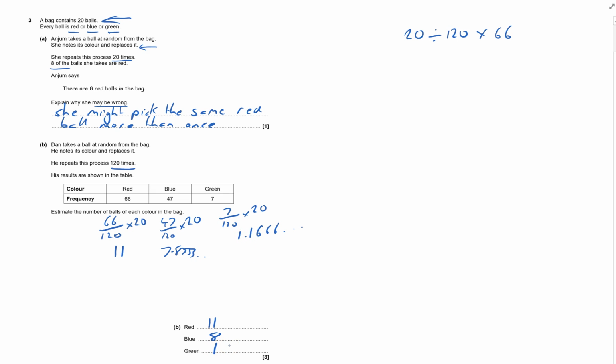And just to check that we've got 20 balls in there, 11 and 8 is 19, plus the 1 makes 20. I'm happy with that, it looks good, and very few are green, that's going to be right. But trying to think about the actual question is always going to help you. And that's 3 done.